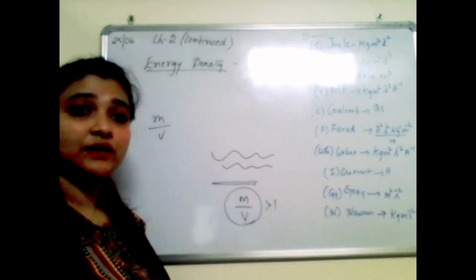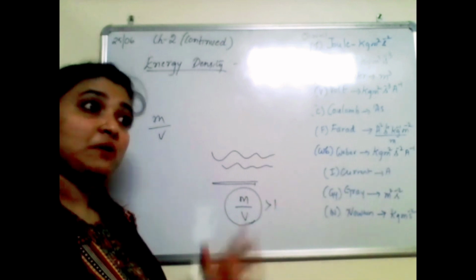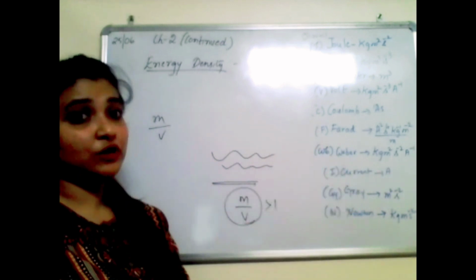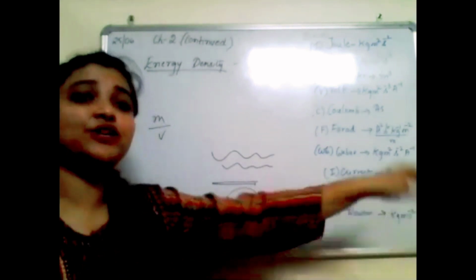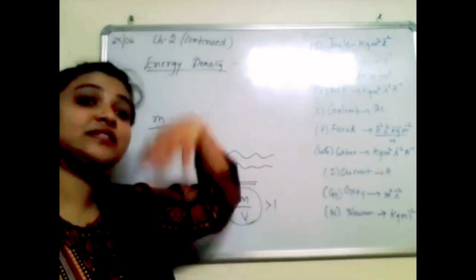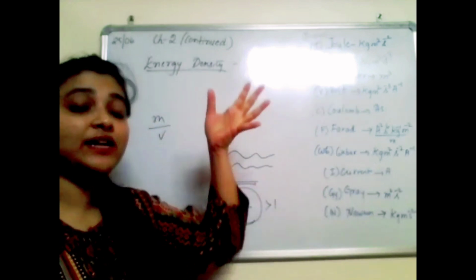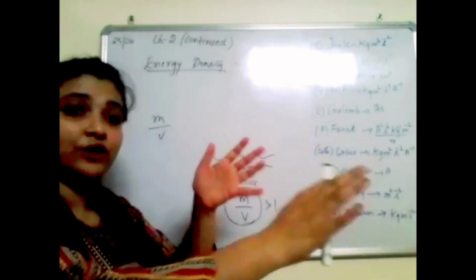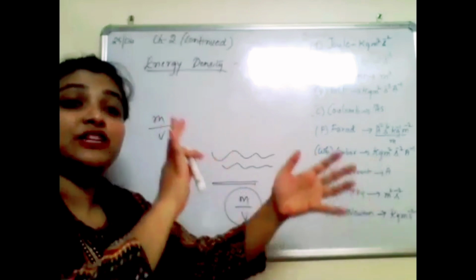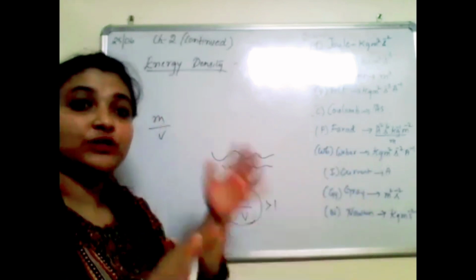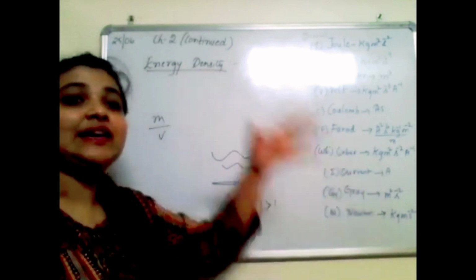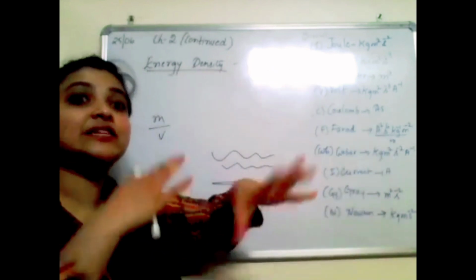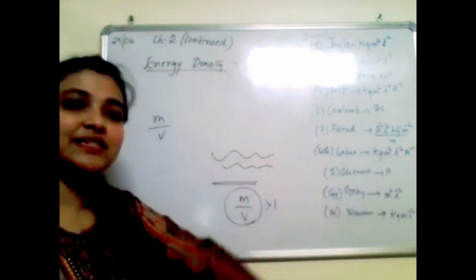for a ship, what happens? Mass by volume, the ratio, mass is more, and volume is also much more. So the mass by volume ratio is lesser than the density of water. The density of water is greater than the density of the ship. So that is why it floats. If the density of any quantity is lesser, then only it floats. If the density is greater, then it sinks.